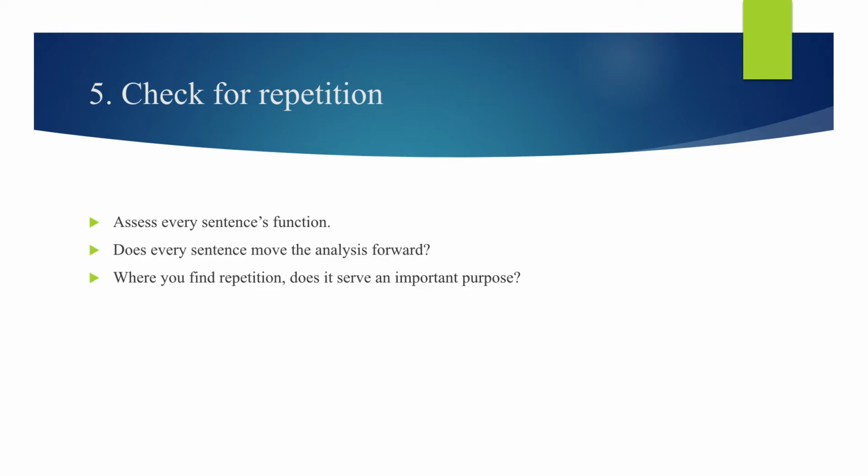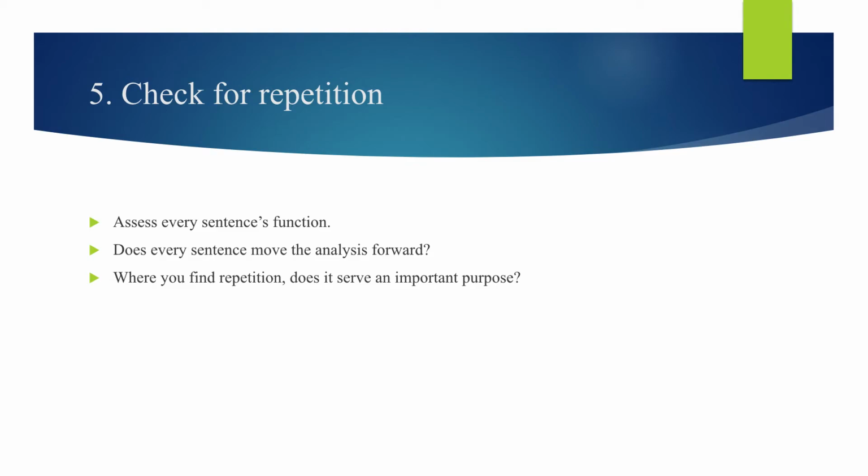You also want to check your writing for repetition. This is harder to root out with a Control-F trick. It's just about looking at every sentence and figuring out whether it needs to be there or whether it's saying something you've already said. That's the hard work of revising. You need to assess every sentence one by one to determine what its function is. Does every sentence move the analysis forward? It should.